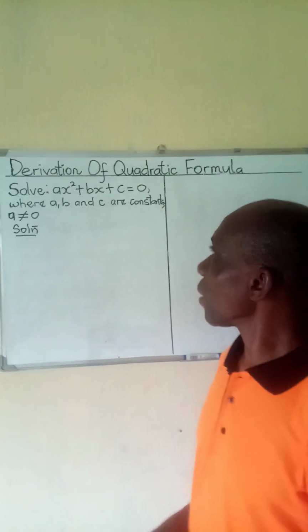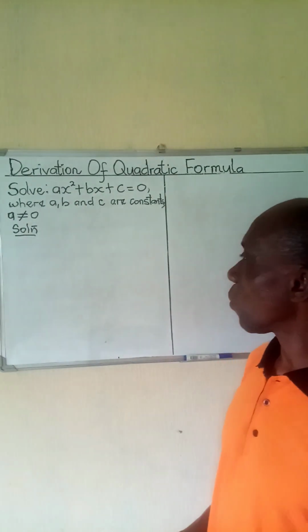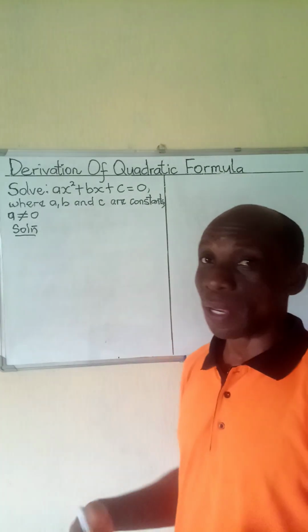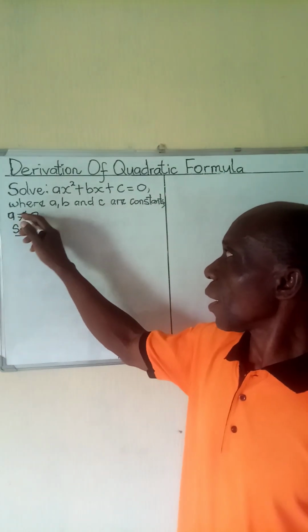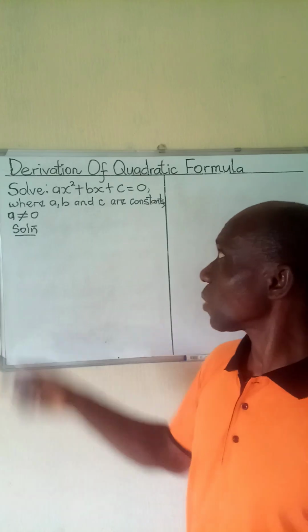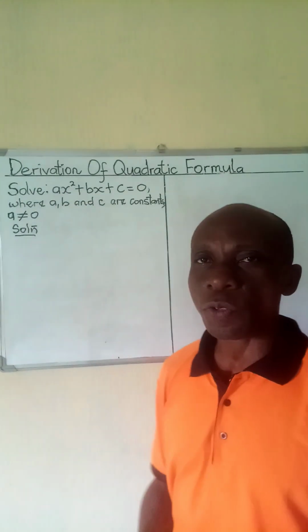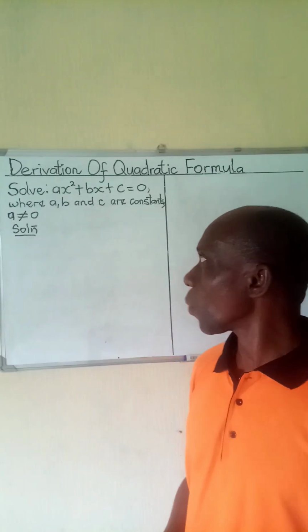What we have is: solve ax squared plus bx plus c equals 0, where a, b, and c are constants. Constants are numbers. And we are told here a is not equal to 0. Very important. If a is 0, that means the whole of this becomes 0. The equation reduces to a linear one, which is not what we want.